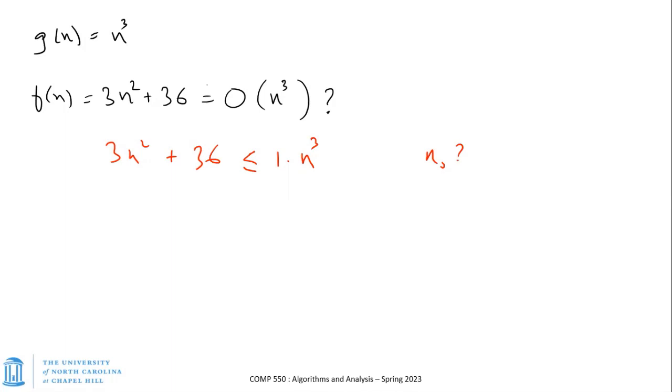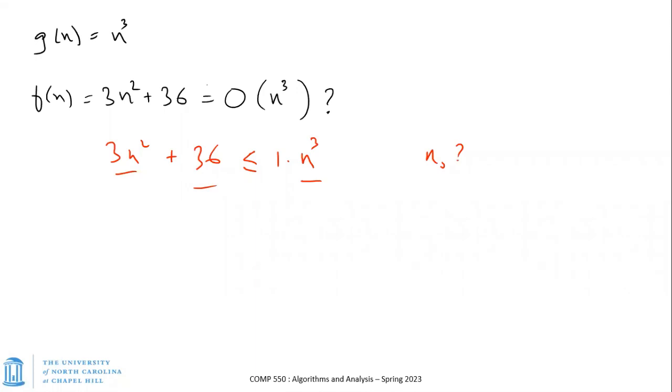Any thoughts on how to solve this? How would we find out? So it's a polynomial equation in the third power. You've got an n cube over there, you've got an n squared, and you've got 36. It doesn't seem to be that trivial, does it?